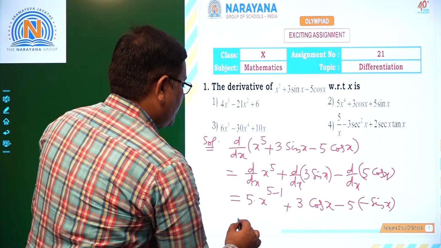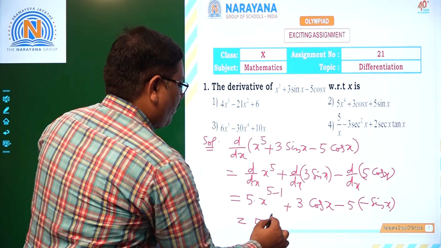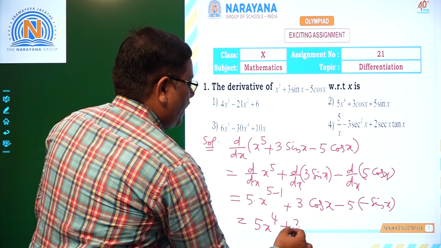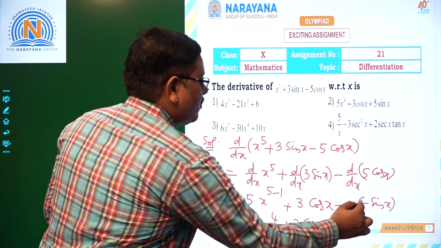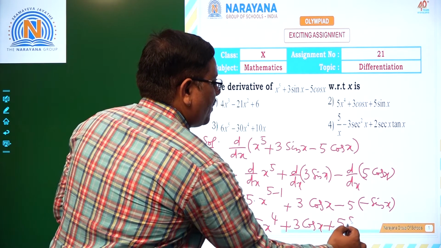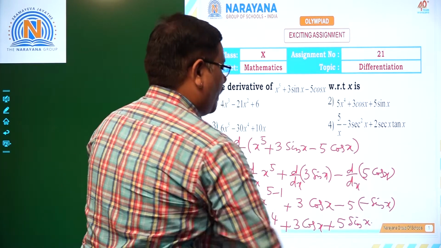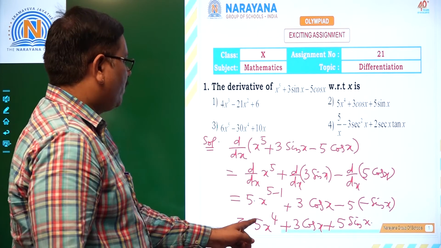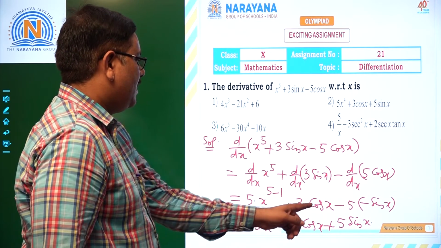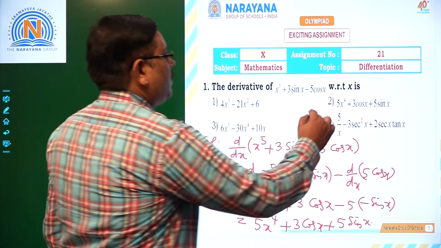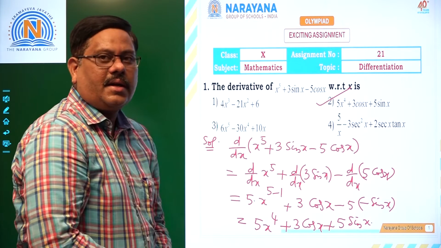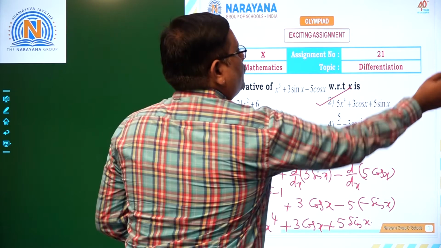So finally the result is 5 into x power 4 plus 3 cos x, minus into minus plus, that is 5 sin x. So the answer is 5x power 4 plus 3 cos x plus 5 sin x, nothing but the second option, that is the right answer. Let us see the next question.